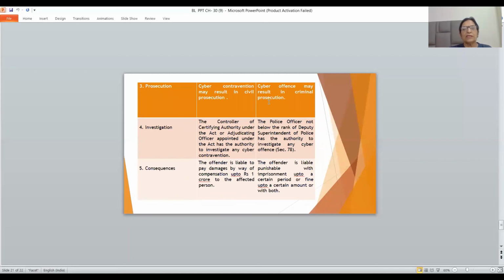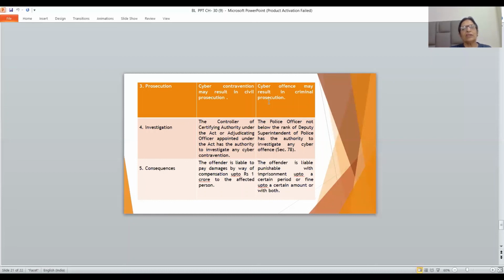Then prosecution. Cyber contravention may result in civil prosecution, means the defaulting party will be asked to pay monetary compensation. But cyber offences may result in criminal prosecution. The offender may be put in the jail, or he may be asked to pay fine, or both the types of punishment may be asked to bear.